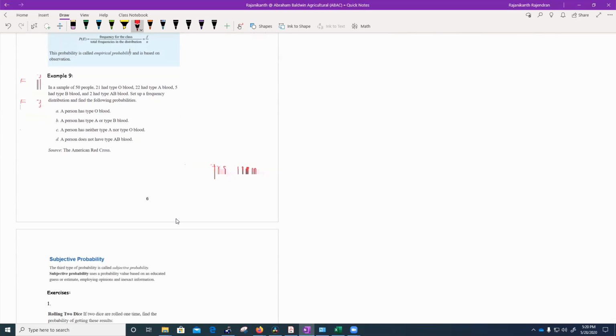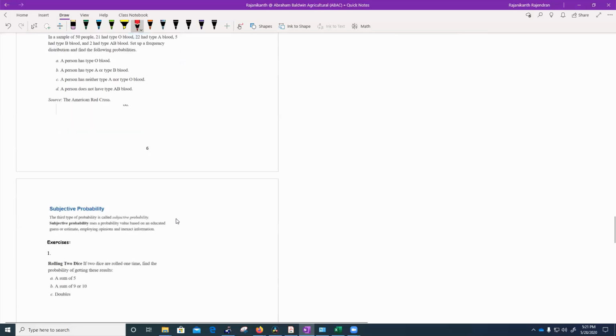Okay, look at this problem. In a sample of 50 people, 21 had type O blood, 22 had type A blood, 5 had type B blood, and 2 had type AB. Set up a frequency distribution table, then find the following probabilities. So first of all, let us find out the frequency distribution table for this problem. Okay, so I'm going to make a table.